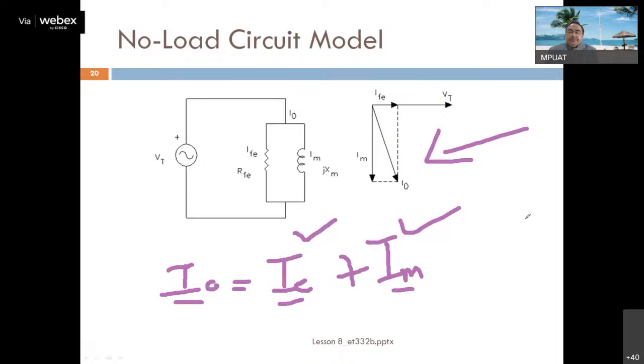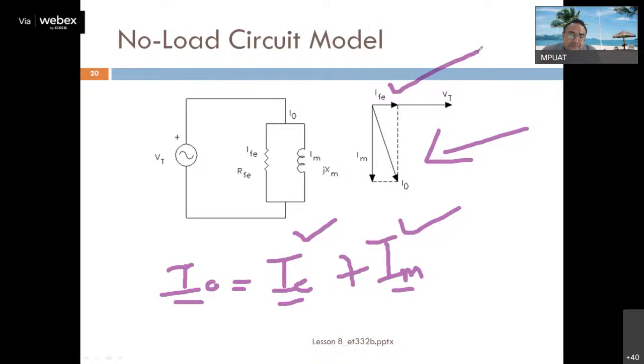Clear? Okay, so the I naught component, the no load current, has two components: the core loss component as well as the magnetizing current component. This is the phasor diagram at no load condition. You may be asked in the examination to draw the phasor diagram of a transformer at no load condition, so you will draw this phasor diagram.